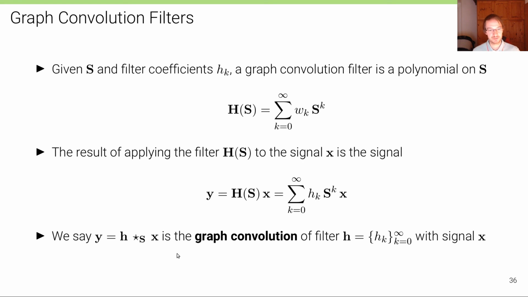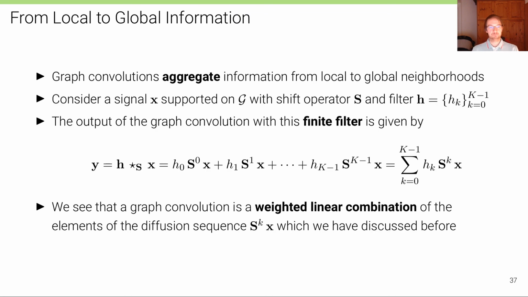Now, the shorthand notation for writing this graph convolution is y equals h star s x, indicating that we have a graph represented by the shift operator s. And that's a graph convolution of the filter with the coefficients hk with signal x. Of course, in practice, we're not going to be able to compute this until infinity, so we're going to stop at some capital K minus 1. So this is a finite filter.